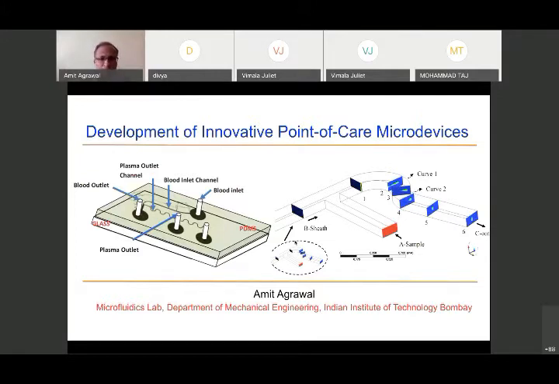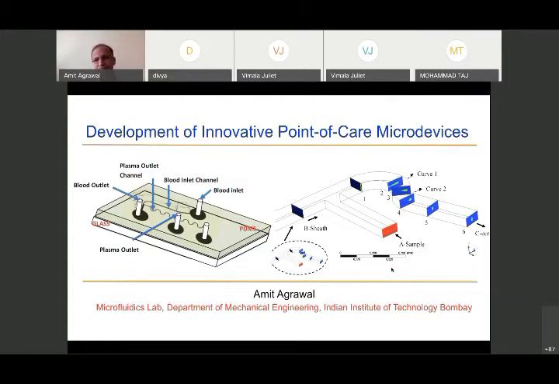Here we are going to talk about, because as we know this is a course where we are looking at point of care lab on a chip devices. So I'm going to talk about some of these devices that our lab has made in the last few years. Two of those devices are shown here, and the emphasis will be to understand how one goes about making these devices. The broader objective of this work is to develop kits for human health monitoring and disease diagnostics.